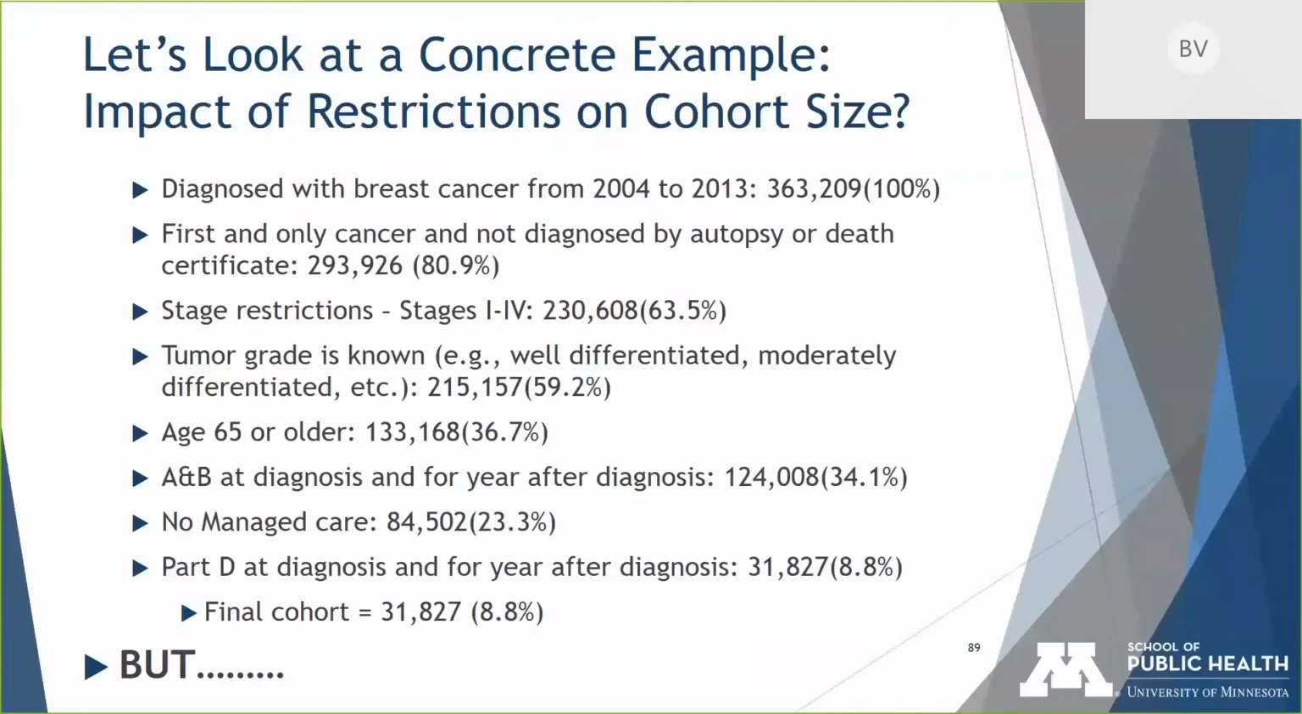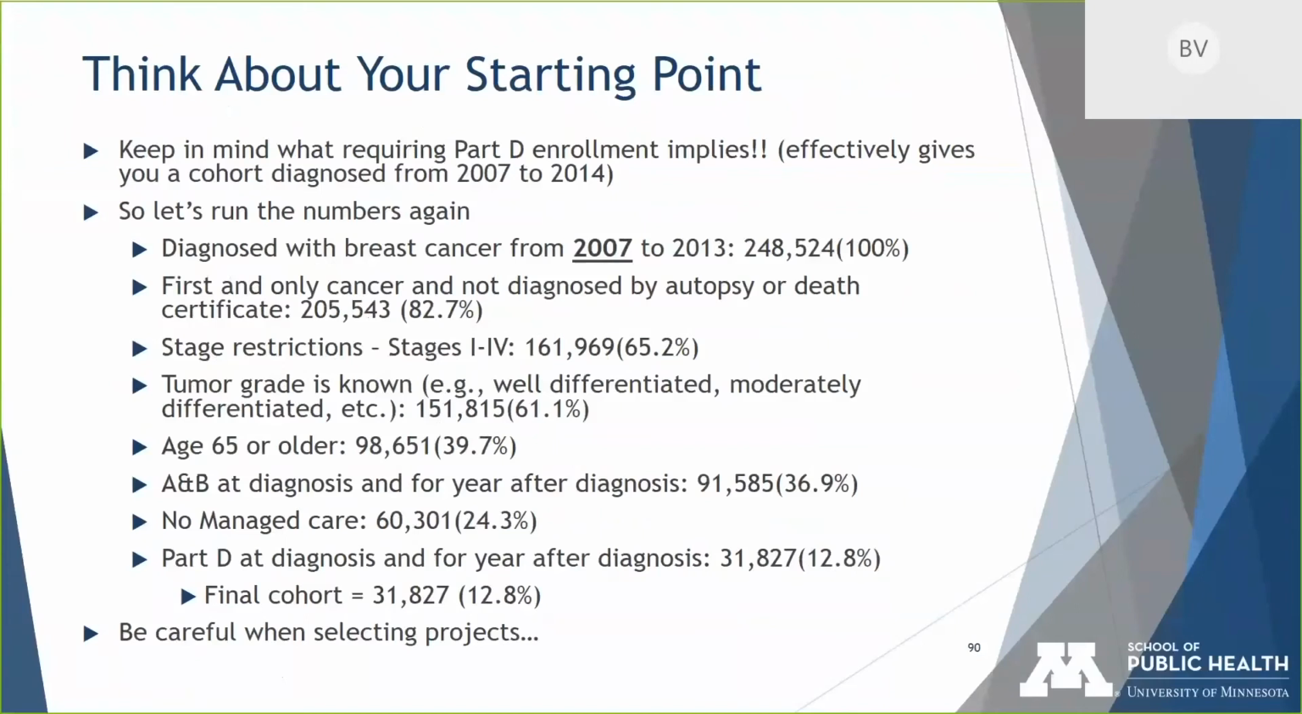Continuing on with the restrictions, again, A and B, no managed care, Part D, we get down to just under 32,000 cases. And you'll see we're at about 8.8% from that starting population. Again, part of that is because we didn't also require that age restriction early on. And that might seem really small, but again, that's 32,000 cases to look at. The other thing I want to point out, just as we saw in the previous slides, is to keep in mind that requiring Part D enrollment implies that your cohort now starts at 2007. Your cohort is not going to start at 2004.